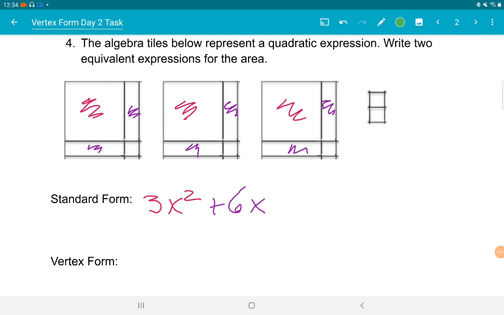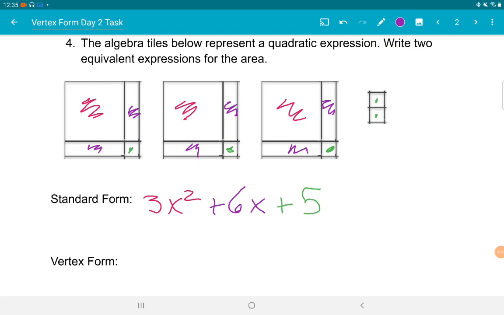And then in the corners, I've got my 1s. So I've got 1, 2, 3, 4, 5, right? There's 3 in the corners and then 2 on the outside. So that's going to be plus 5. Okay, 3x squared plus 6x plus 5. Okay, that's standard form. Now let's do the vertex form.